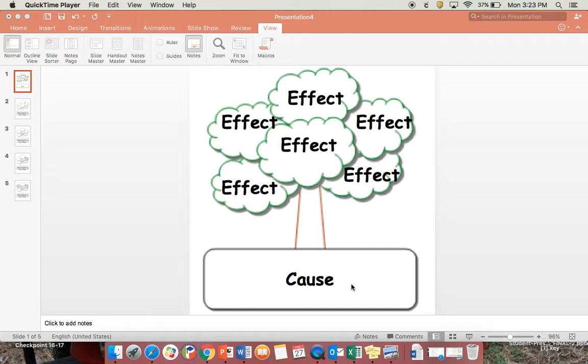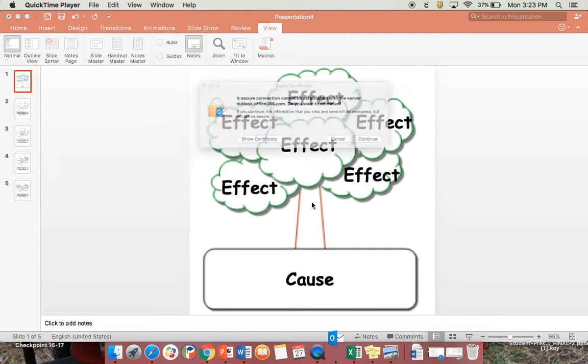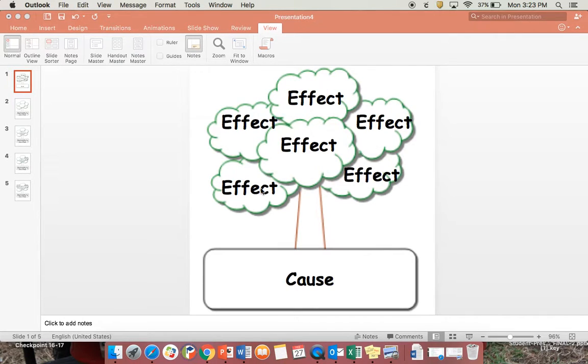As you can see down here at the bottom, there's a cause at the base of the tree. And as you travel up the tree, there are multiple effects on the different parts of the tree. So we know that a cause can have many effects. As an example, let's say you're outside walking and you fall. So the cause would be that you fell. There could be many effects from that cause.